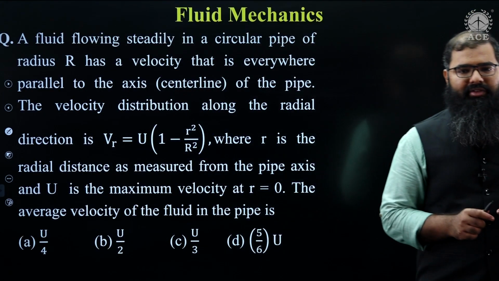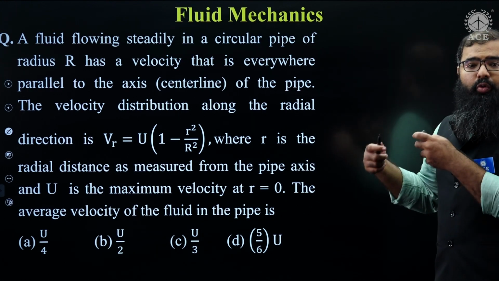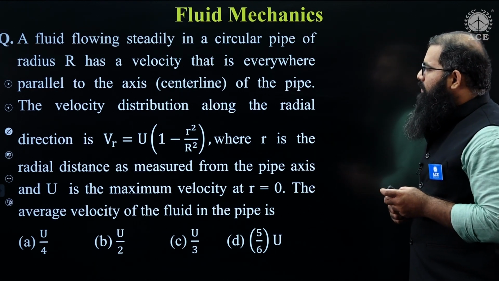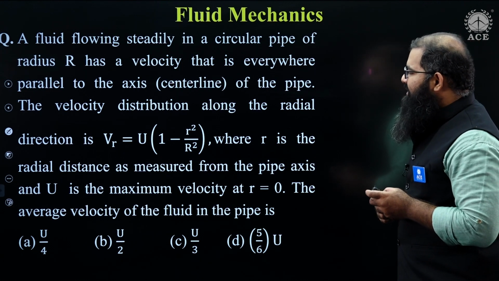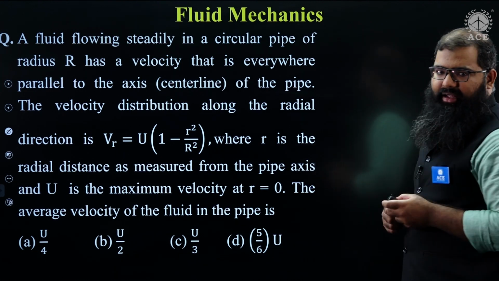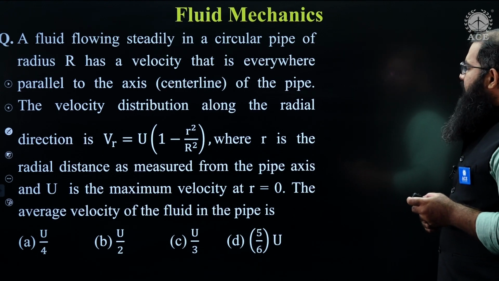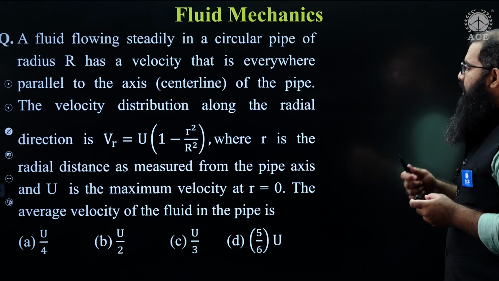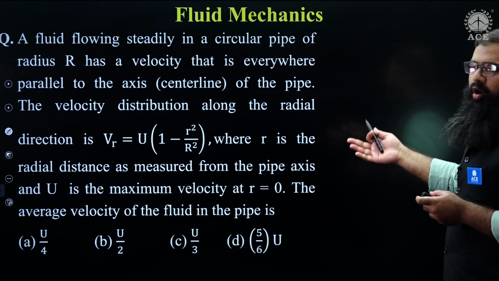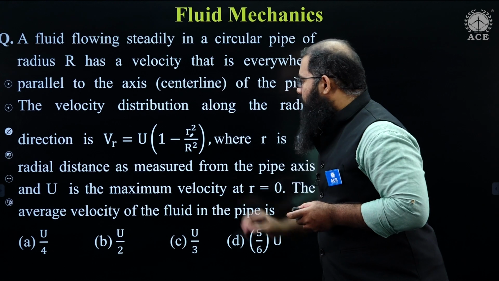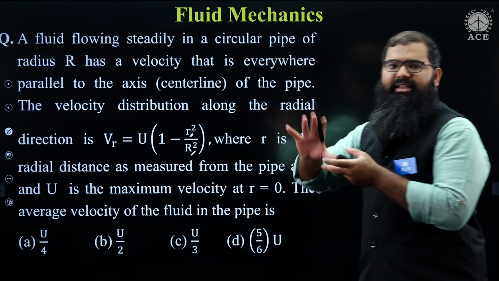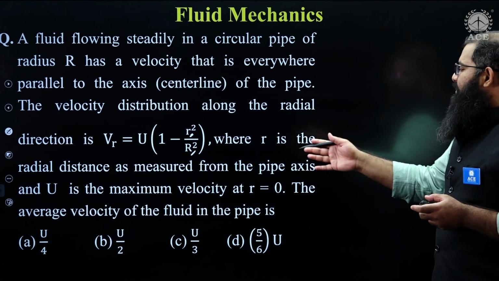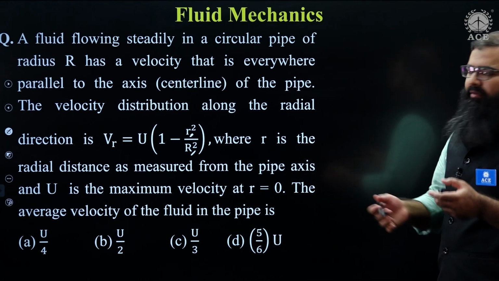This is a very, very simple question actually. This is a question for which you are supposed to know the answer by heart. Let us look at this. A liquid flowing steadily in a circular pipe of radius capital R has a velocity that is everywhere parallel to the axis, that is the center line, of the pipe. The velocity distribution along the radial direction is given by V_r equal to capital U times 1 minus small r square upon capital R square, where small r is the local radius and capital R is the maximum radius, small r is the radial distance as measured from the pipe axis, and U is the maximum velocity at small r equal to 0, the center line velocity basically.